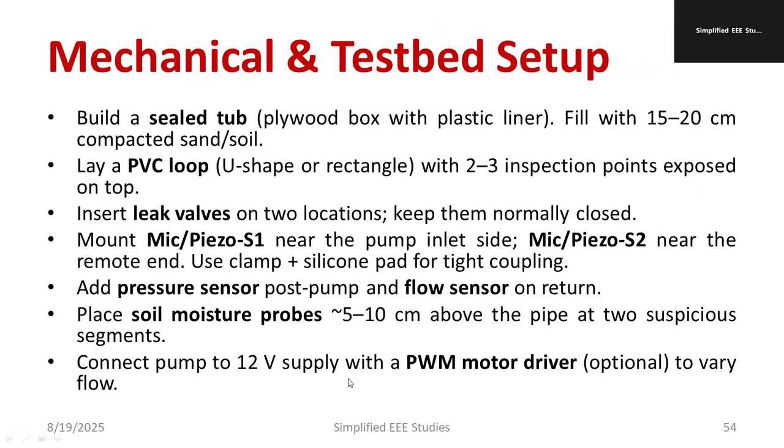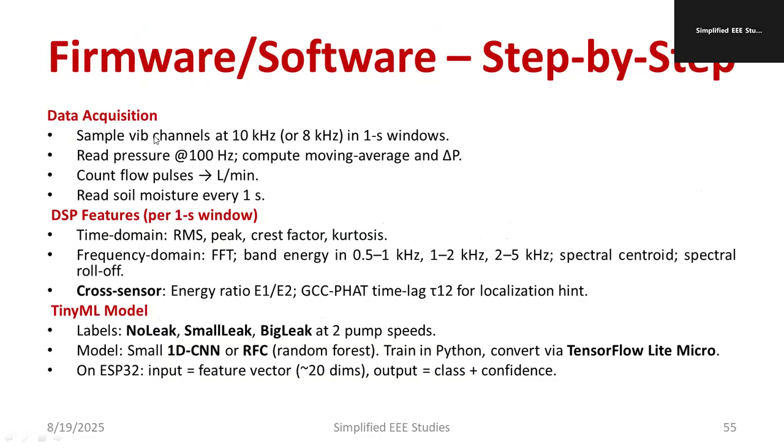Connect the pump to a 12-volt supply. You can use a small motor with a PWM motor driver to vary the flow. PWM motor means you can change the movement. Water flow can also be changed by changing the pulses. By changing the duty cycle, you can control the flow of water. A simple motor you can purchase from different websites, eBay you can check out, even RoboKits. So many websites are available. You can purchase it directly online.